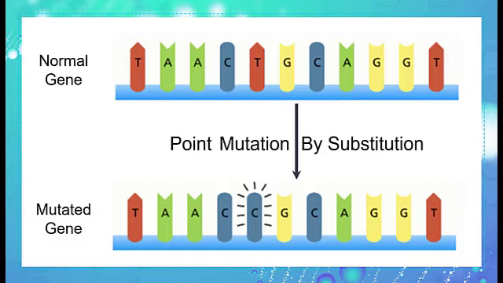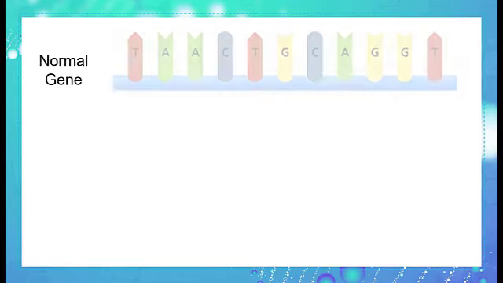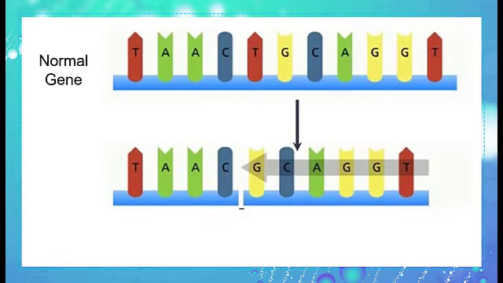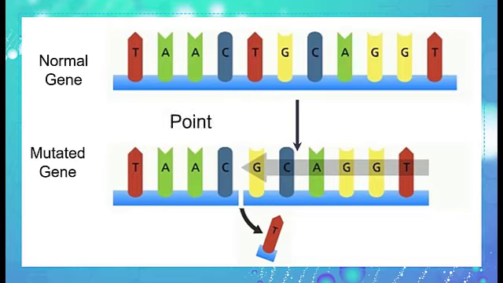Let's consider another type of mutation that occurs to this gene to become a mutated gene. Notice that during this mutation, one nucleotide T is deleted. This mutation is called a point mutation by deletion.